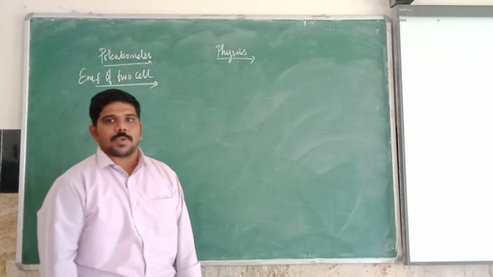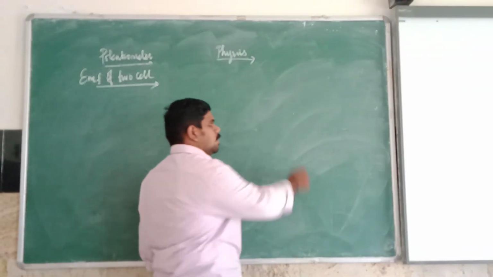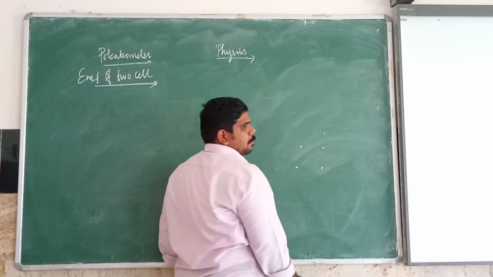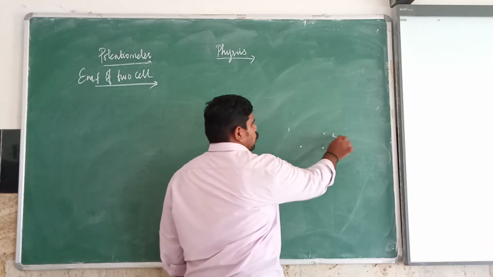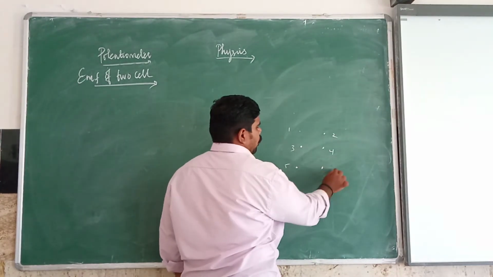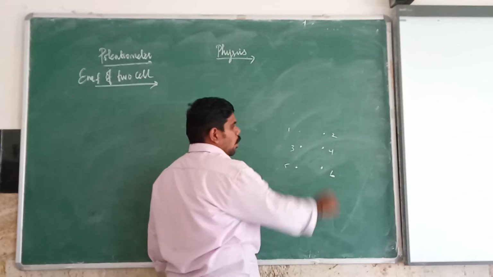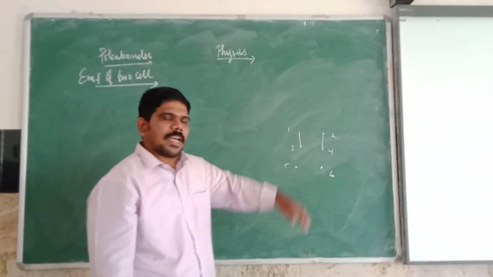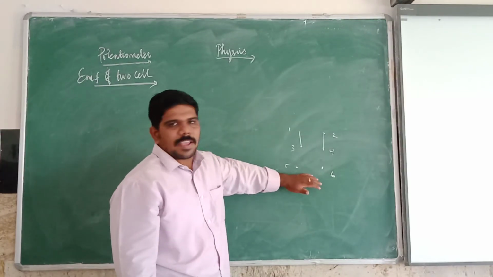the DPDT switch. The DPDT switch has 6 terminals: 1, 2, 3, 4, 5, 6. When 1, 2, 3, 4 are connected to the circuit, the terminals 5 and 6 are thrown away from the circuit.